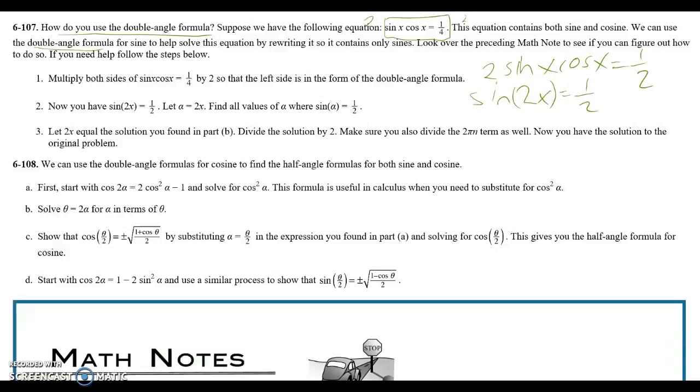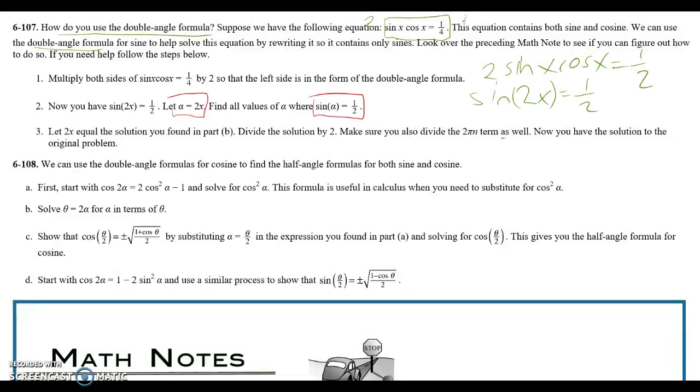So now we need to find all of the values where sine of something, sine of alpha, is equal to 1/2. So as it says here, we're going to let alpha equal 2x so that we simplify this down to the question, where is sine of alpha equal to 1/2?